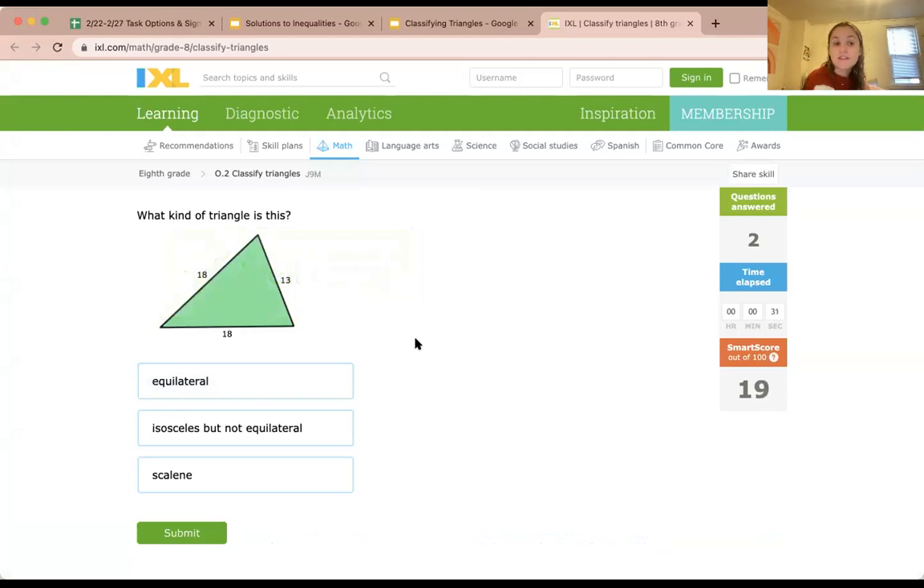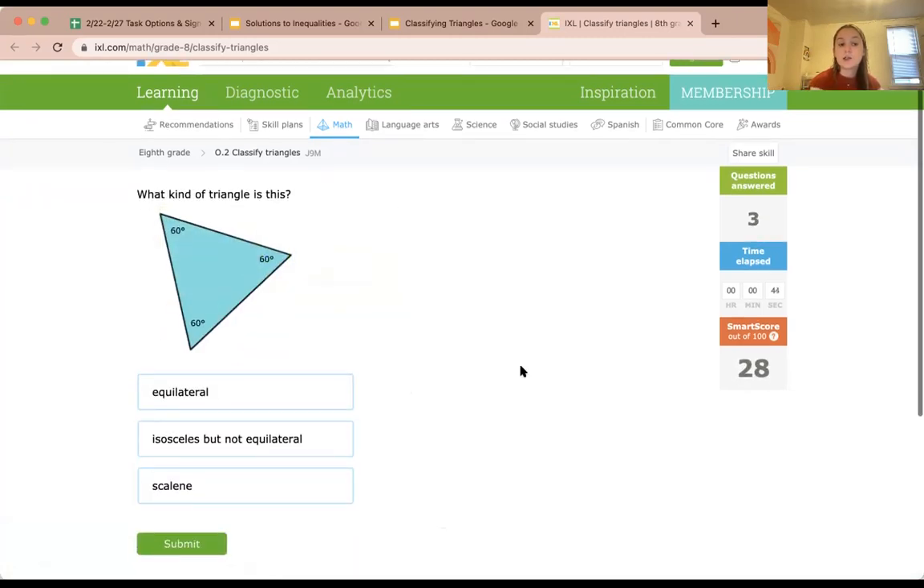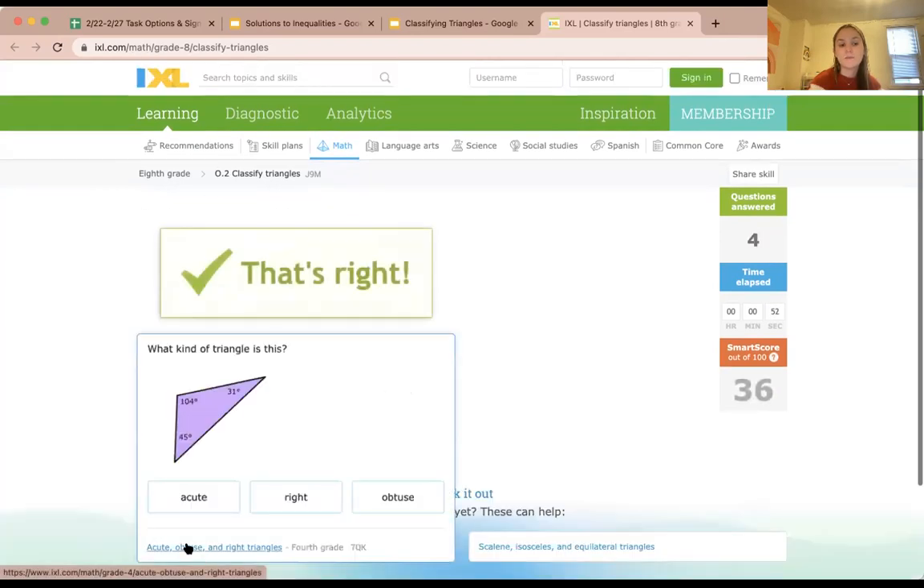And here we have one based off sides. We have two sides that are 18 and one that's 13. Since we have two equal sides and one that's not equal, it is an isosceles triangle. And here we have all of the angles are 60 degrees. And if you remember from the beginning, if they're all equal, that is an equilateral triangle.